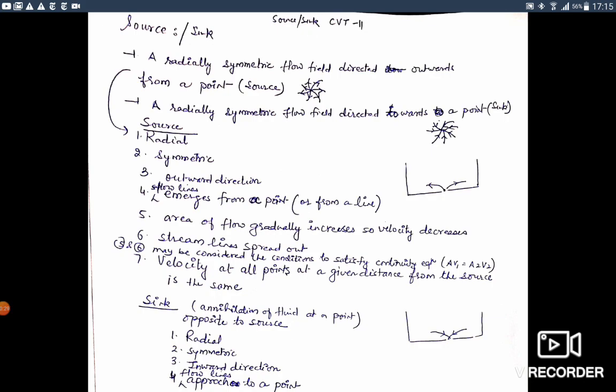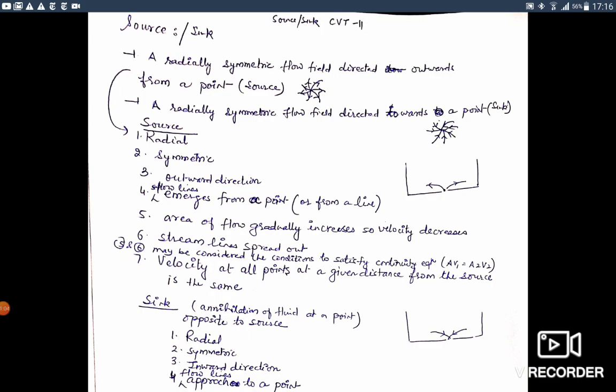First of all, in rough language, you may say that source is a point. You can see this point, this small point. Source is a point from where a fluid comes out radially and symmetrically. So from this point, the fluid comes out in radial direction and it is symmetric. That means at each and every streamline, the value of the velocity is constant.